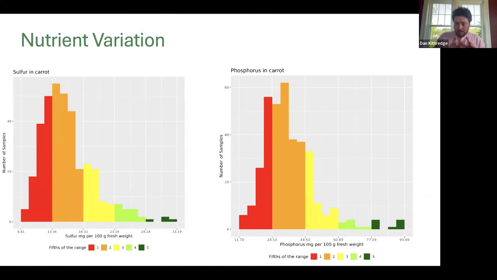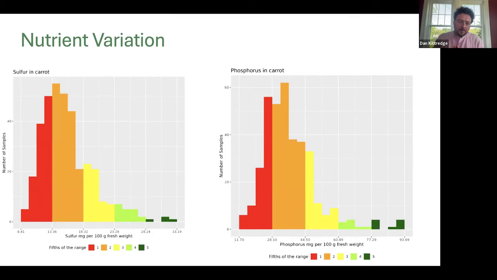Okay, so that's one thing. This is a 4x variation. Then if you see the bottom graphic there, it says fifths of the range. Red is 1, orange is 2, yellow is 3. So the fifths of the range would be 0 to 20 out of 100, 20 to 40, 40 to 60, 60 to 80, and 80 to 100.